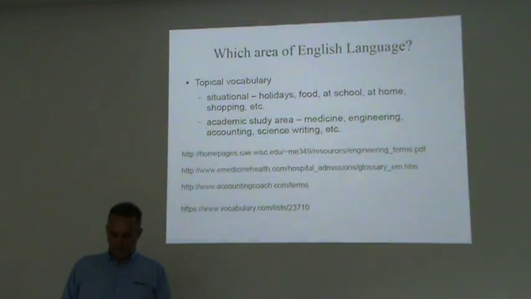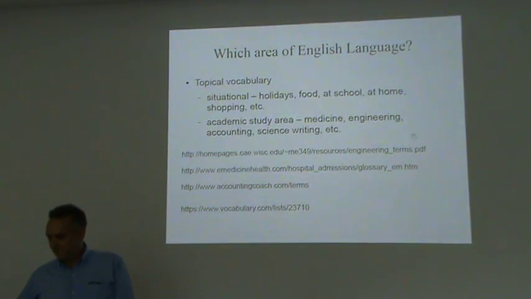It may even include topical vocabulary, for example, situational vocabulary to do with holidays or food, at home, at school, or out shopping, or on the student's own academic study area, for example, medicine, engineering, accounting, or science writing. These four links here, for example, engineering terms, have lists of engineering terms that are commonly used, or hospital admissions terms, accounting terms, or science writing terms.